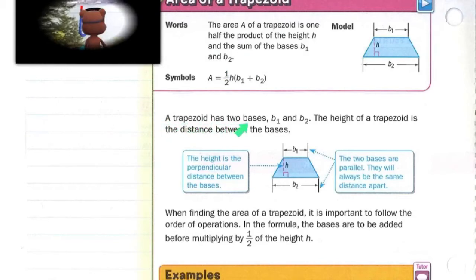The trapezoid has two bases, B1 and B2. The height is the distance between the bases, so it'll usually always be marked like this on a diagram with a little h. When finding the area of a trapezoid, it is important to follow the order of operations. In the formula, the bases are to be added before multiplying 1/2 of the height h.